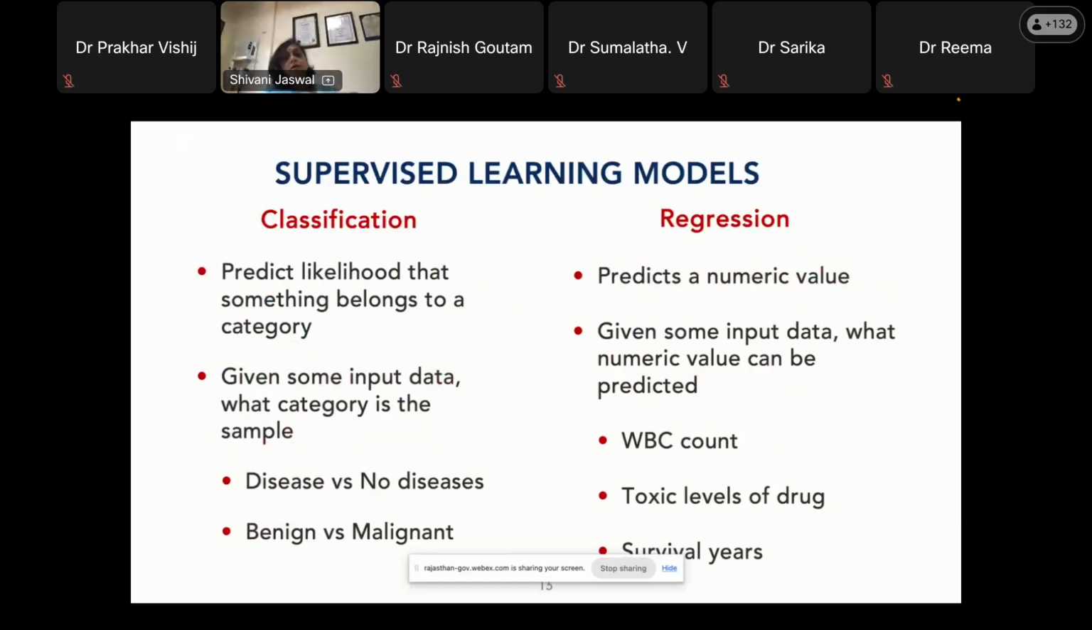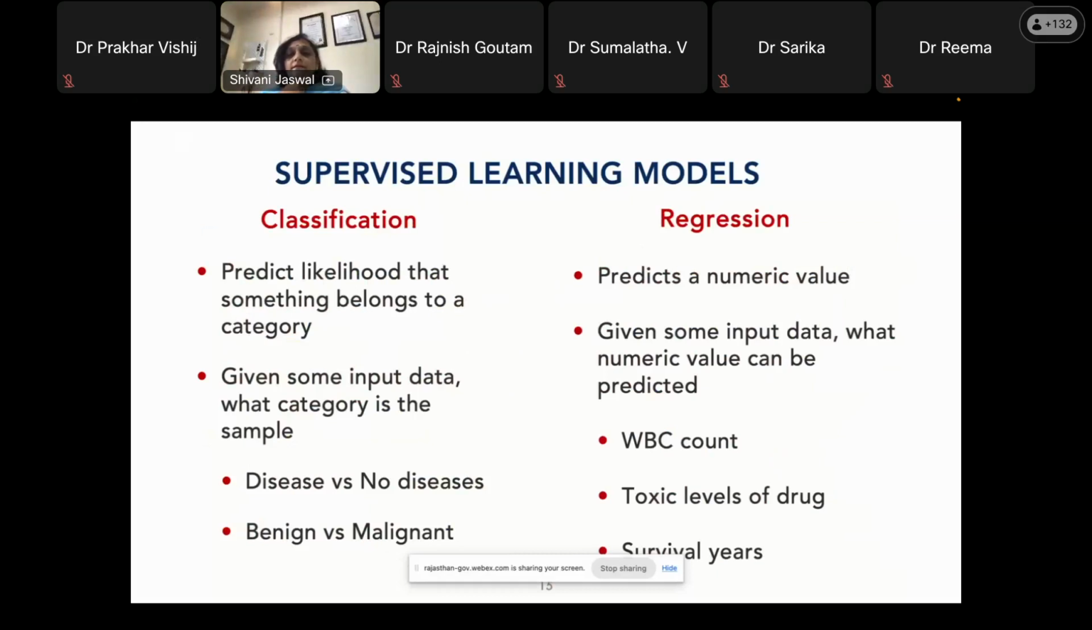So supervised learning models that we commonly use are basically two types, the classification and the regression models. So in classification models, they predict the likelihood that something belongs to a category. If you give some input data, it can say yes or no, disease or no disease, benign or malignant. So it's a binary thing, yes or no kind of an interpretation or prediction it can do. So you give a lot of data from the patient, and then this model will tell you whether the patient has the disease or no disease.